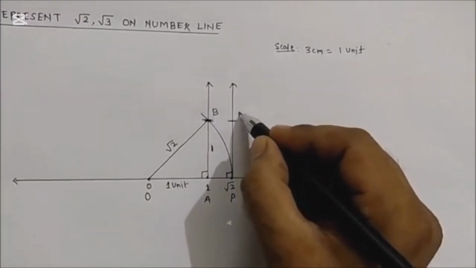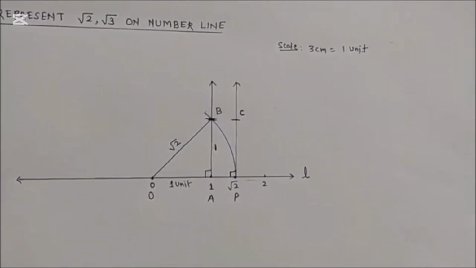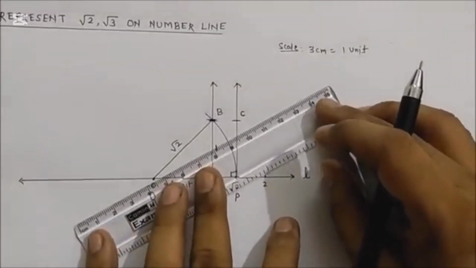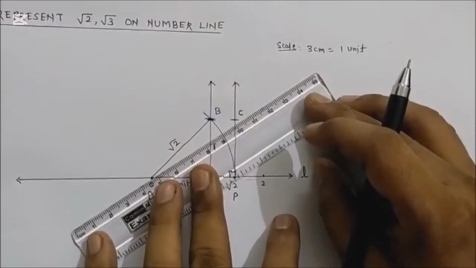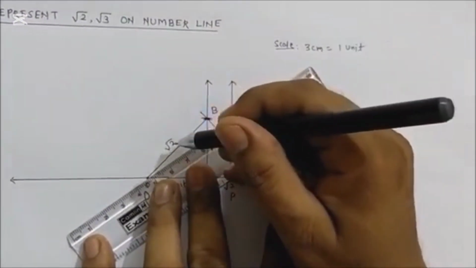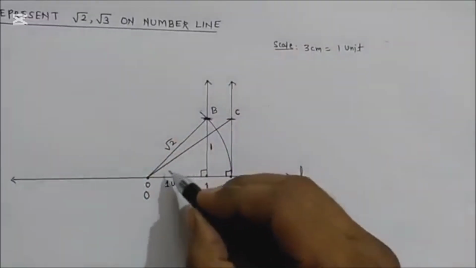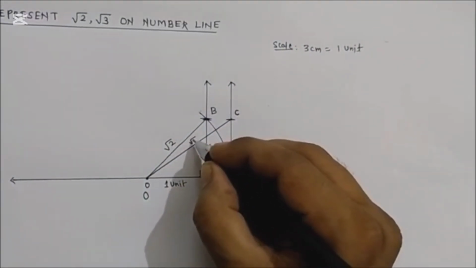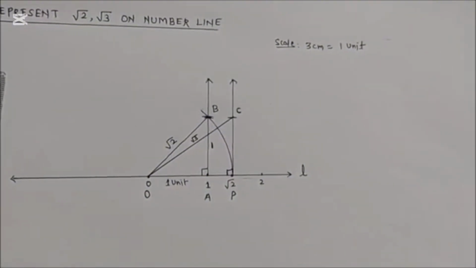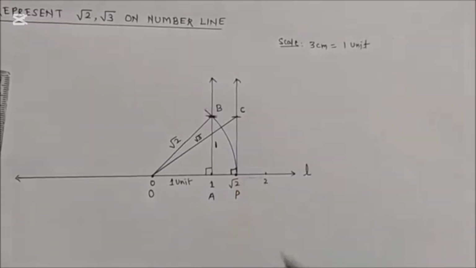This is point C now. And now draw segment O to C. This is root 3. And now this root 3 we have to represent on this line.